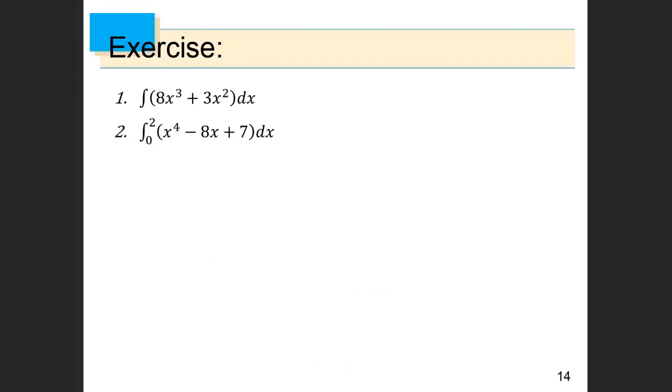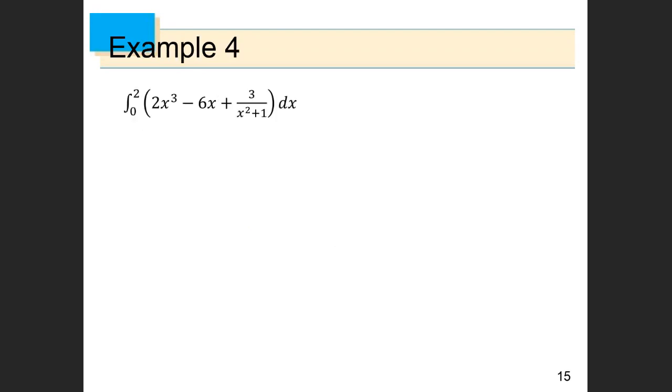And this one you can go try. It's straightforward. This is a polynomial. So if you integrate, you have 8x to the power 4 over 4, 3x to the power 3 over 3, just a plus c. The second one is fundamental theorem of calculus part 2, meaning that if you have to integrate and then substitute upper bound minus lower bound. Straightforward and easy.